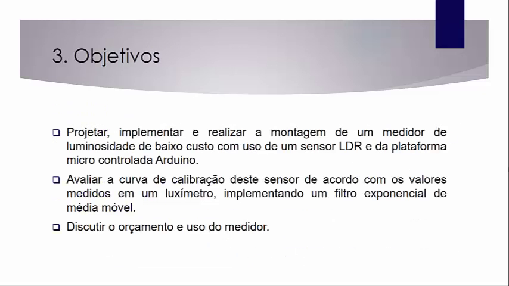The objectives of this work are to design, implement, and perform the settings of a low-cost light meter using an LDR sensor and the Arduino microcontroller platform. Evaluate the calibration curve of the sensor according to the values measured in a commercial light meter, implementing an exponential moving average filter, and discuss the budget and the use of the alternative meter.